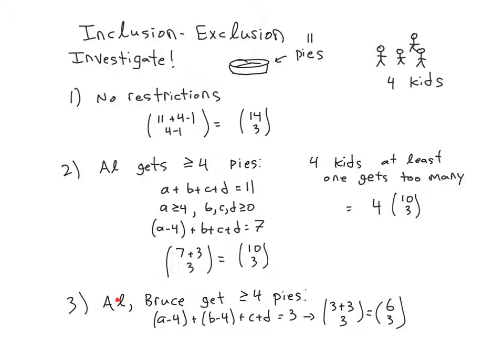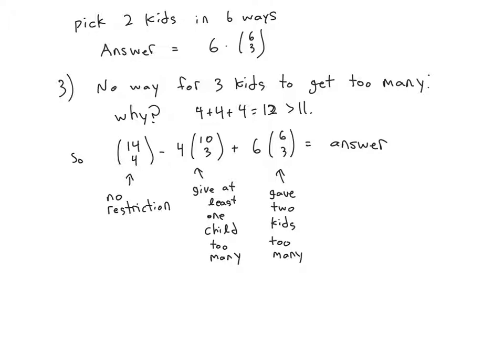And how many ways could we have picked Al and Bruce? Well, 1 way, but how many ways could we have picked 2 kids? 6. So we should multiply this by 6 like we do on the next slide. And so there's 6 ways to pick the 2 kids. And so the number of ways to pick 2 kids and give them too many pies is 6 times 6 choose 3.